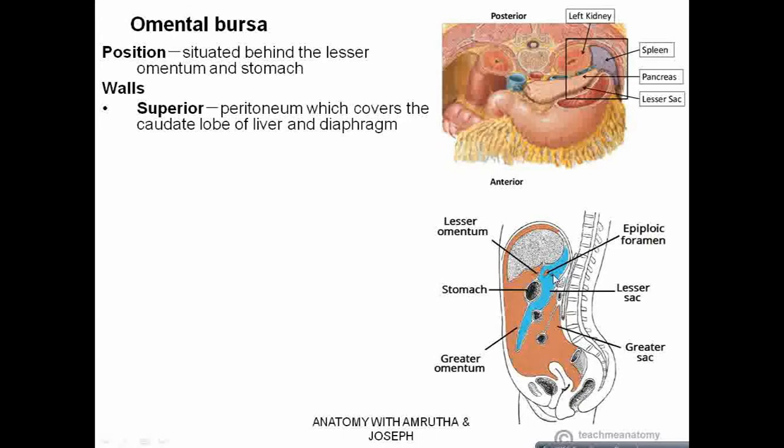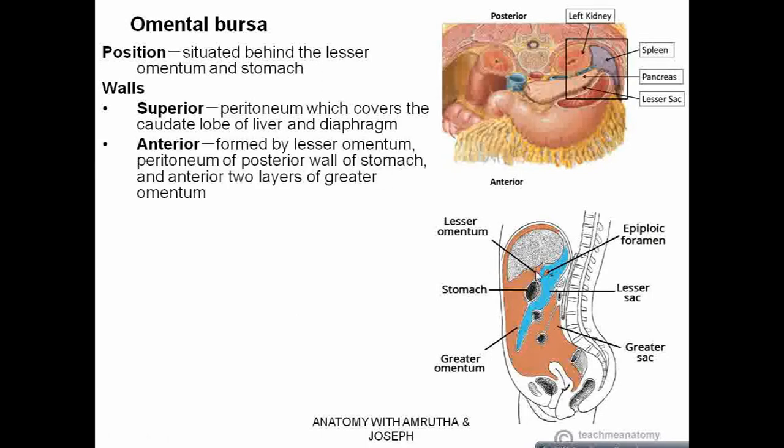Superiorly, the peritoneum, which covers the caudate lobe of the liver and the diaphragm. Yes, we have seen that the peritoneum that is covering the inferior surface of the liver, inferior surface has got a lobe, and that's called caudate lobe. So it is covering the caudate lobe, then it is reflected onto the stomach as the second layer of lesser omentum. So this part is the superior wall, and of course it is covering the diaphragm as well.